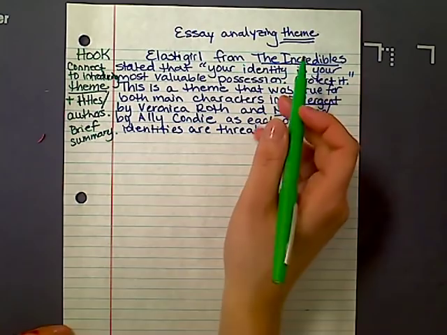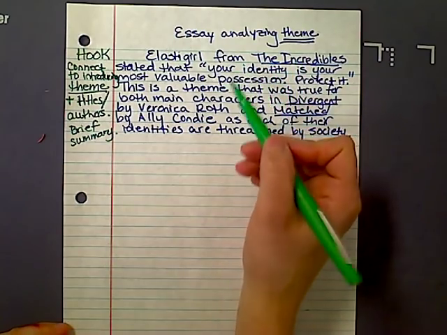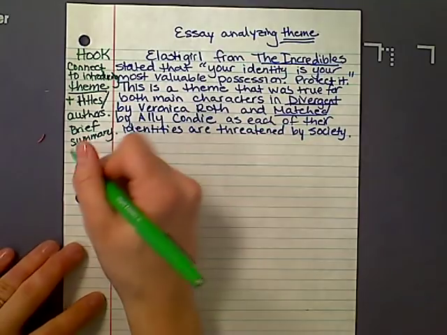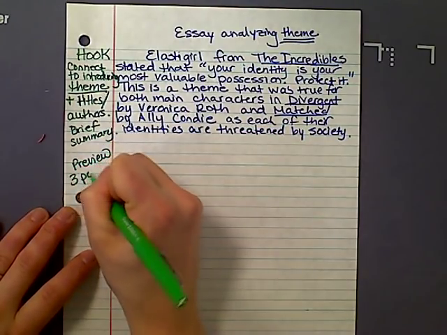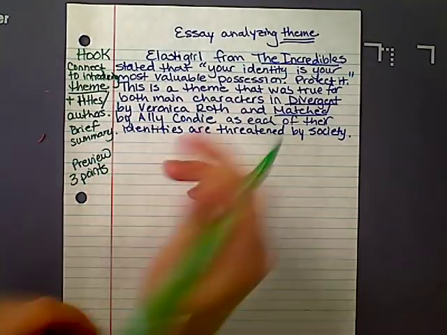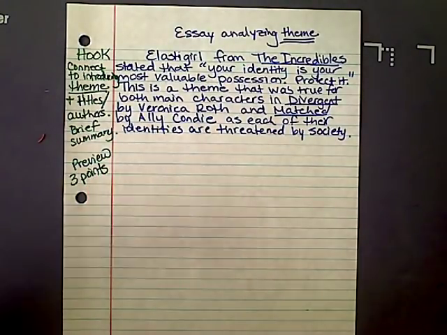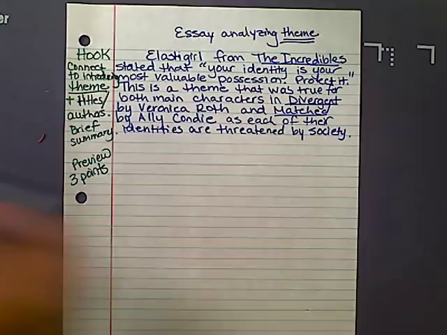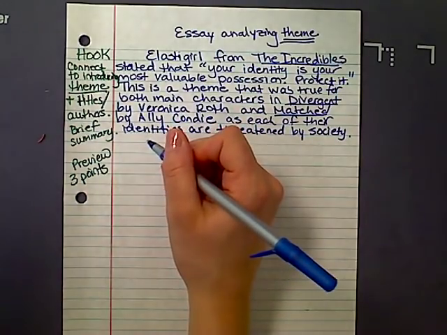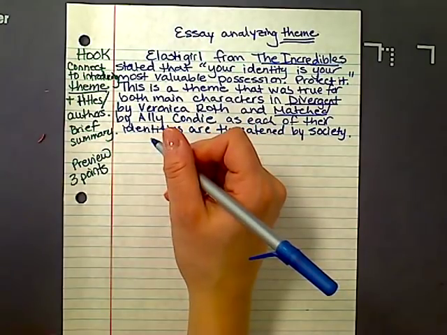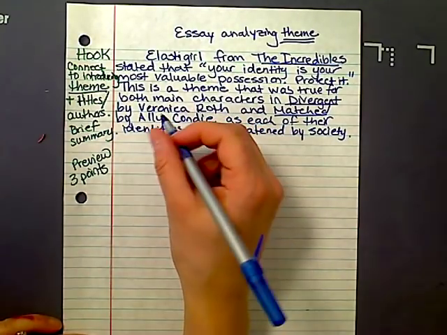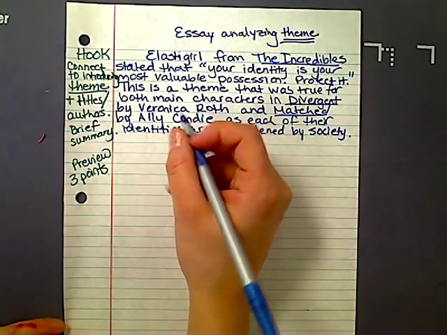So now that I have given my hook, I've introduced my text, I want to go ahead and preview my 3 points. This means I'm going to hint to what my 3 points are, although I'm not going to say them directly right out. And I'm going to do this in pen so you can see the difference. Okay, so I'm just going to go right in. I'm not going to say my point 1 is. You don't want to use I.